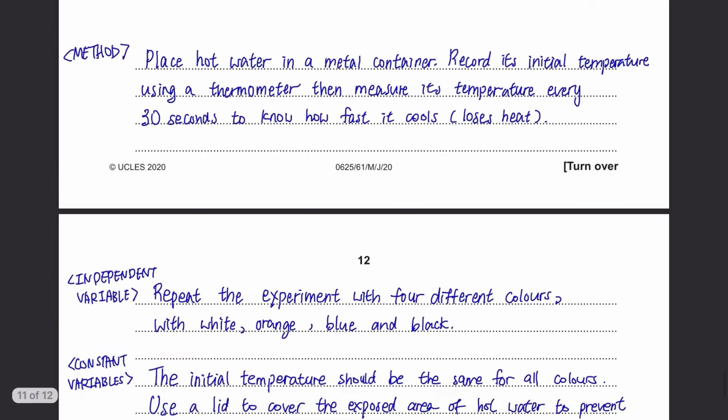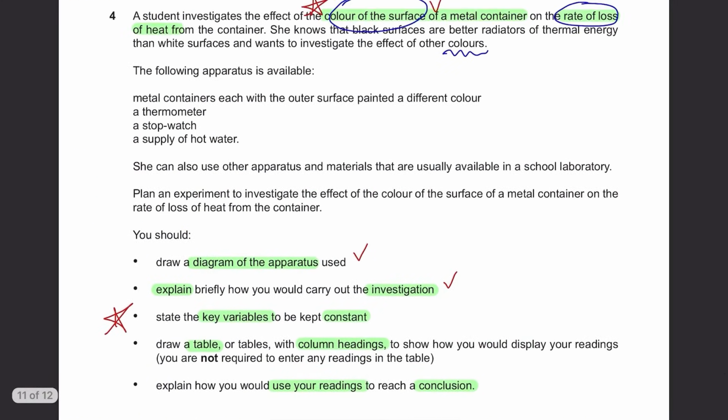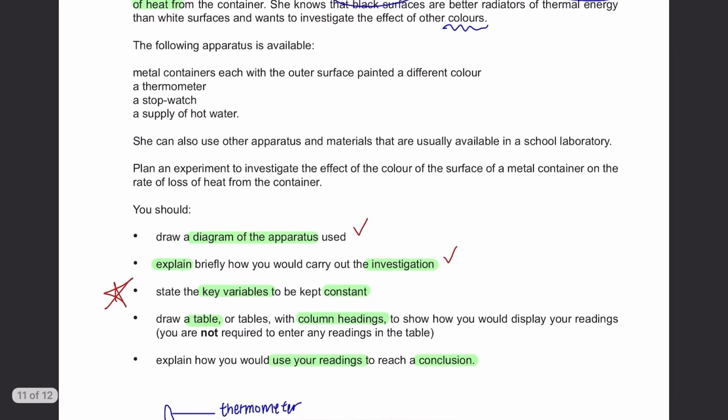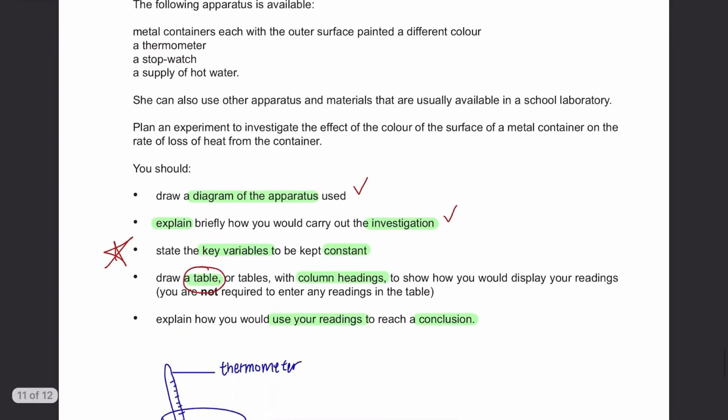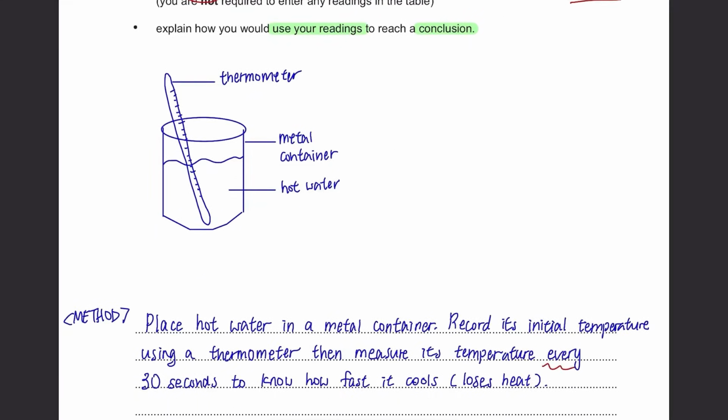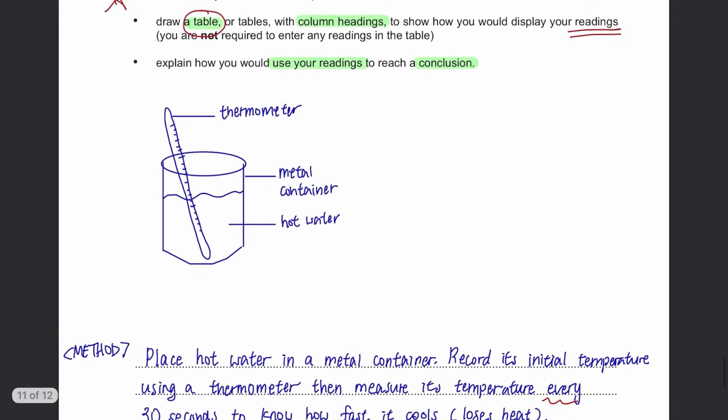Okay, then we talk about the dependent variable. The dependent variable is the temperature change. We have all the variables, and there's one more thing: to draw a table. The table must include the dependent variable, the temperature, because that's what we're measuring, and since we said we're going to measure it every 30 seconds, include a column for time as well. You don't need to include any readings.